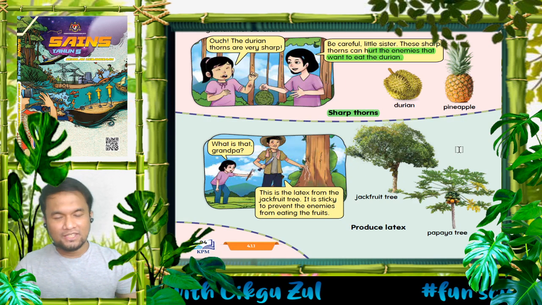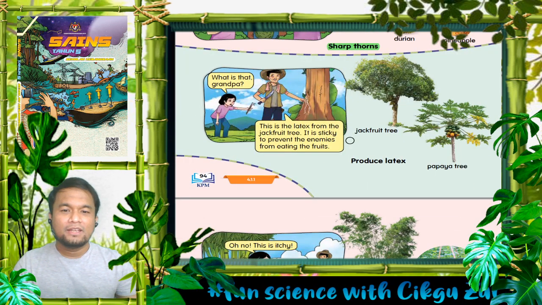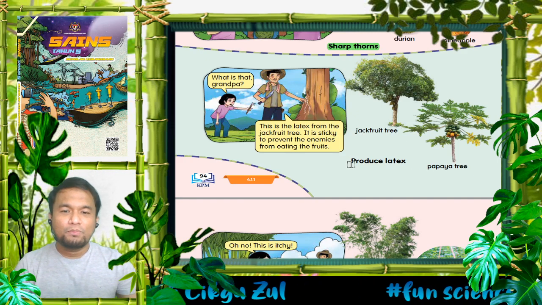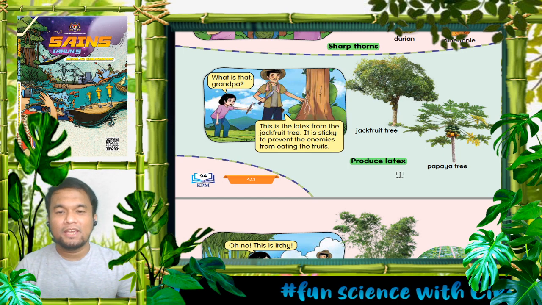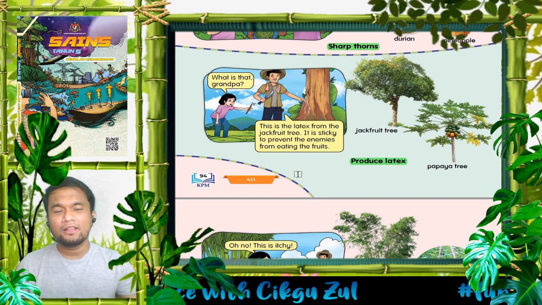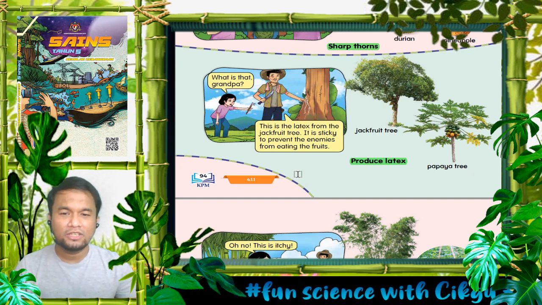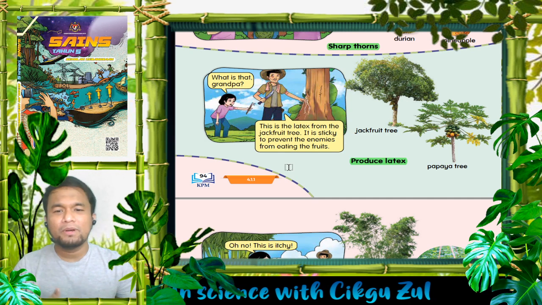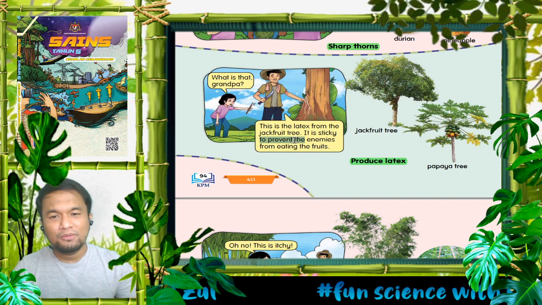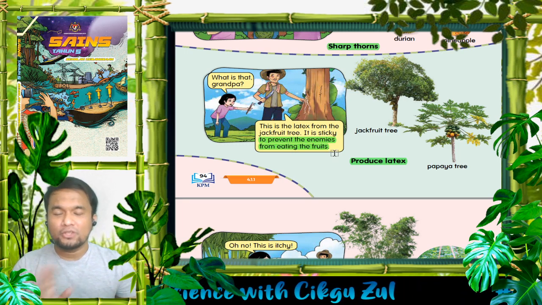Okay, the next characteristic is possessed by the jackfruit tree and the papaya tree, which is producing latex. They protect themselves by producing latex. There are other examples, of course, like the mango tree and the rubber tree. So what is the purpose of having the latex? This is to prevent enemies from eating the fruits or the parts of the plant.